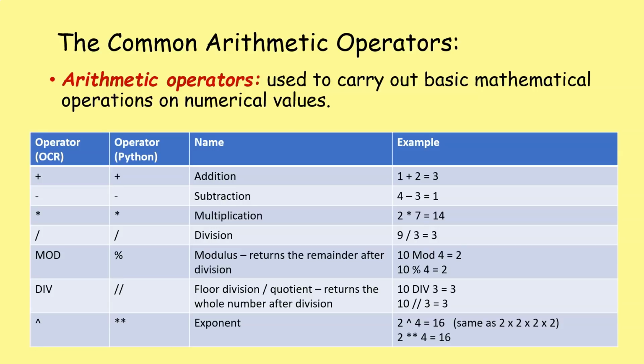Then we have the little hat symbol, or a double asterisk, and this is the exponent operator. Basically allows you to put one number to the power of another number. So 2 exponent 4 equals 16, which is the same obviously as 2 to the power of 4, or 2 times 2 times 2 times 2.